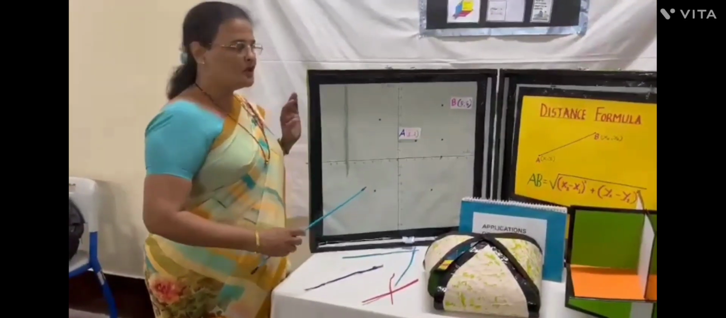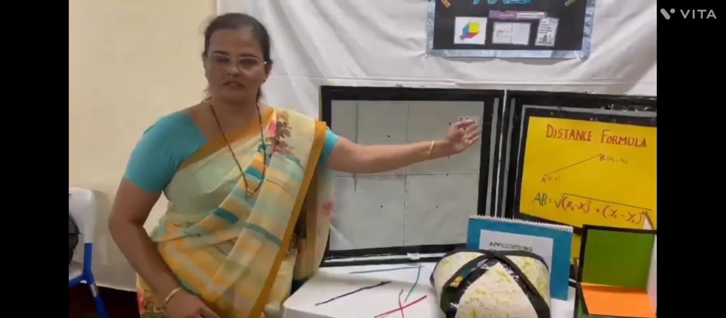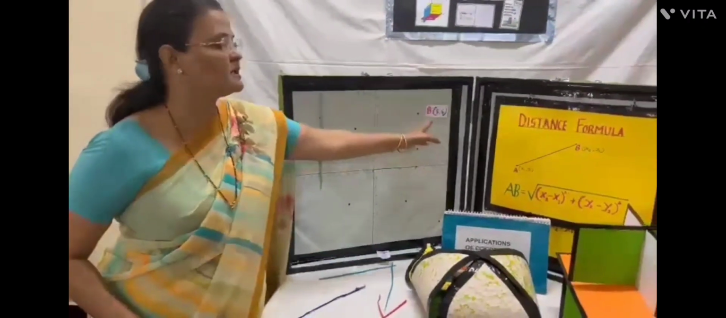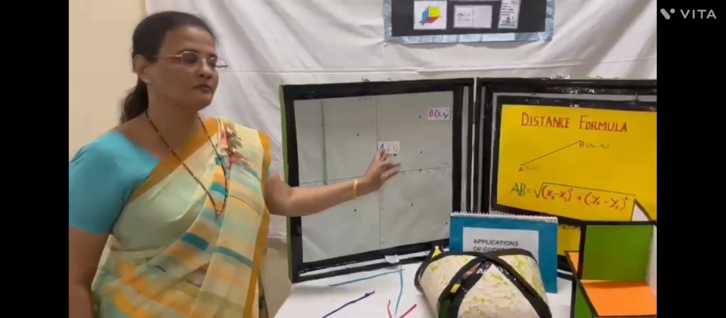Using this coordinate plane, we can find the distance between two points with different formulas. That is the distance formula. Point A has the coordinates 2, 2 and point B has the coordinates 5, 6. How do we find the distance between them using the formula?